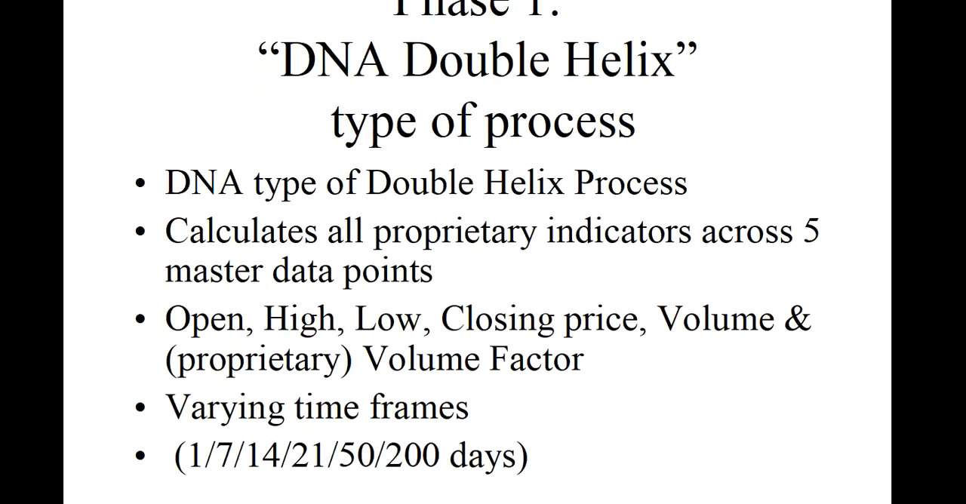Phase 1 is what I call, just like DNA, right? The DNA in your body. What is that? When they decoded that years ago, some genius guys figured out how to decode or encode or figure out the DNA system. They used a double helix, right? It's that wraparound system, and your DNA is very complex. Well, this uses that same double helix process. In other words, I calculate all those proprietary indicators I talked about earlier across 5 master data points.